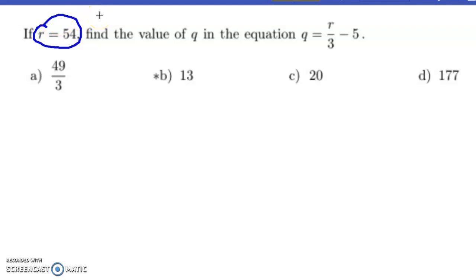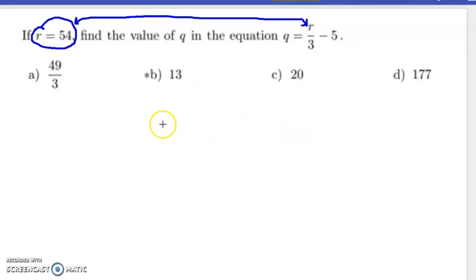Well, the important thing here is to know that we have a value for R right here. So that value for R is now going to come over here into this equation and take the place of what R is. So I'm going to go ahead down here and rewrite it. So we have Q equals, and we now know what R is. We're going to replace it with the R value of 54.